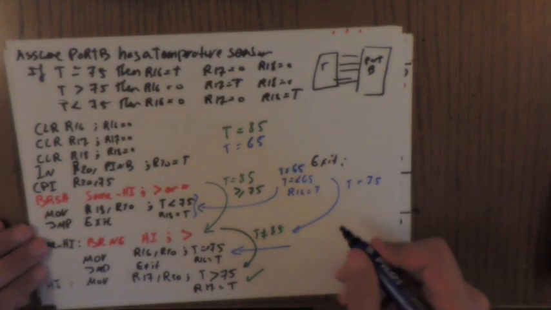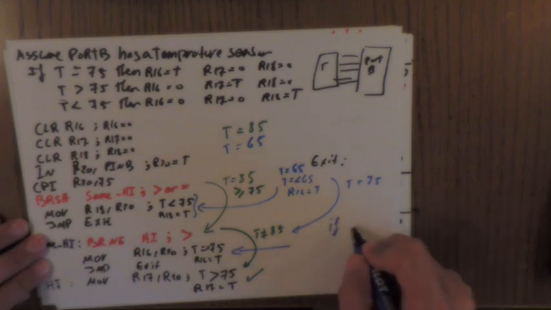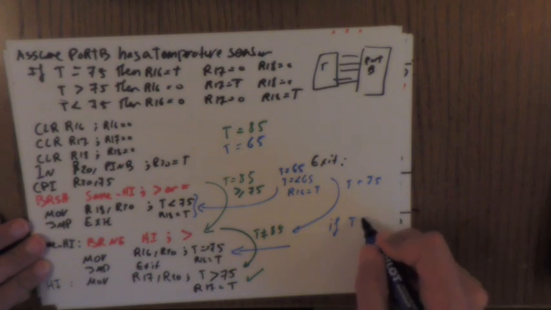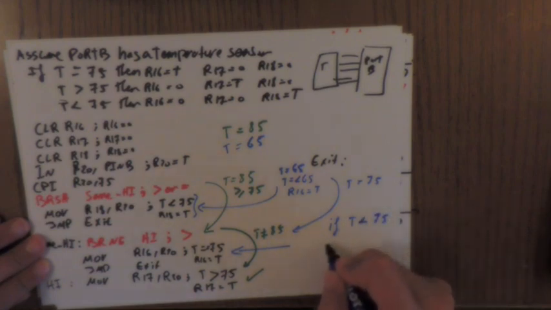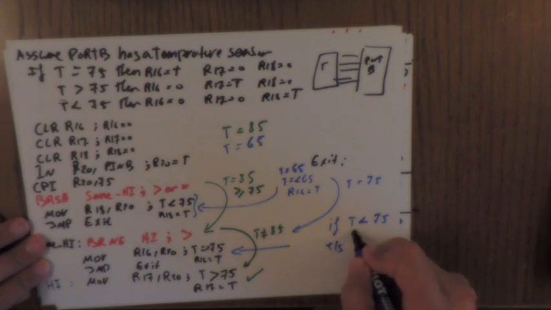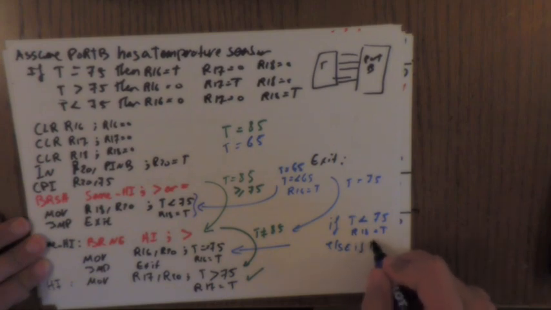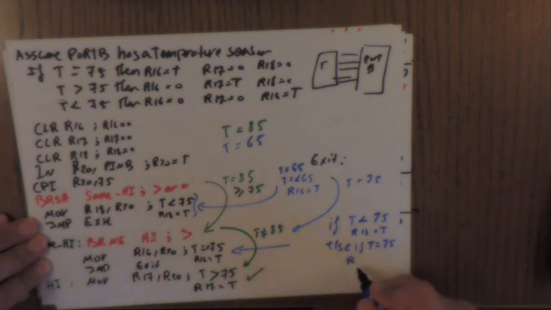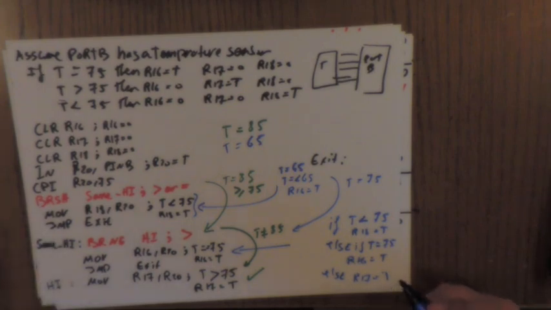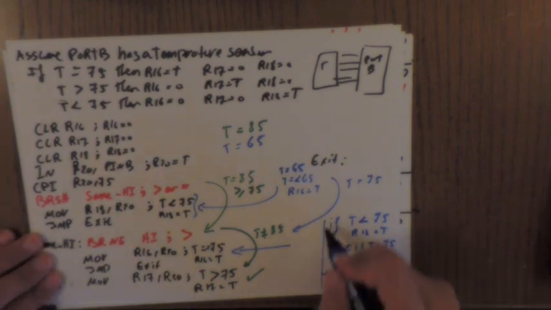If I want to write it in C code, I'm saying if T is less than 75, R18 equal T, else if T is equal 75, R16 equal T, else R17 equal T. This is the rough translation in C code of this program.